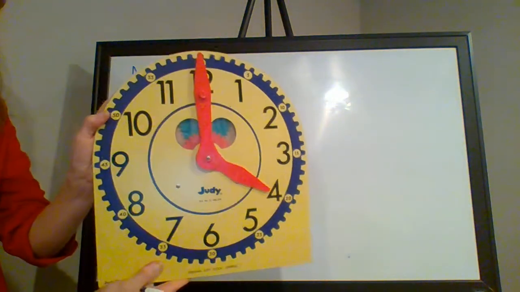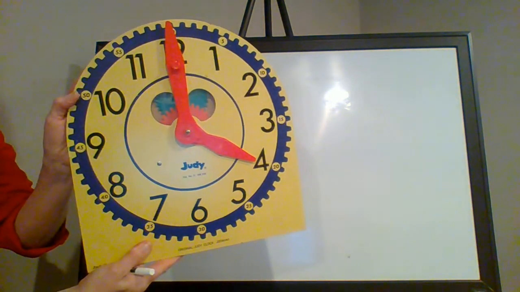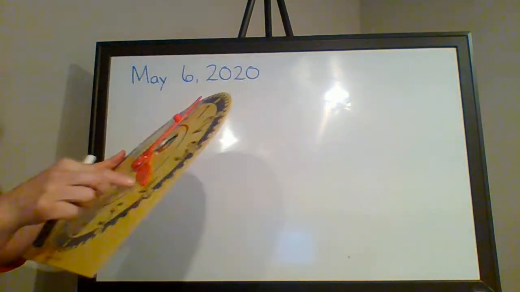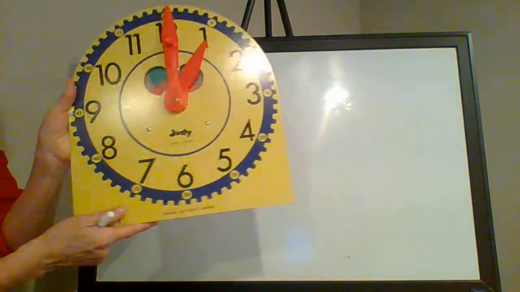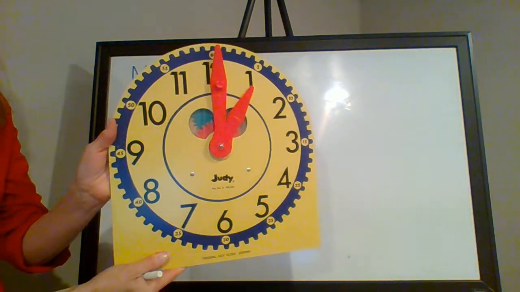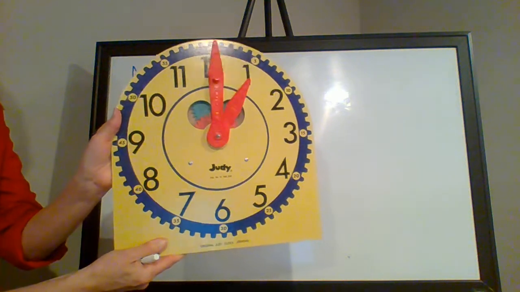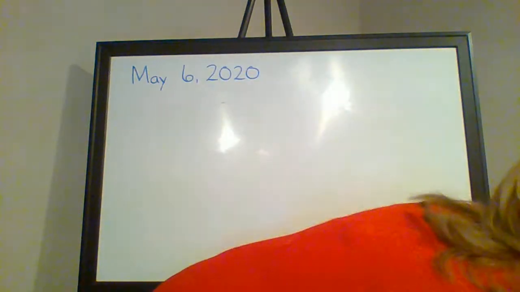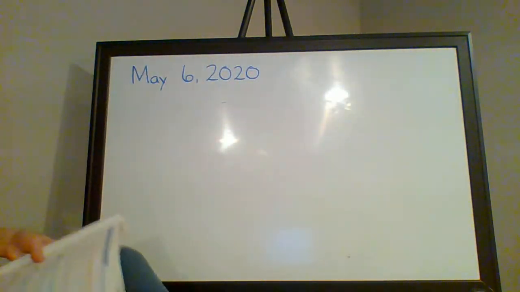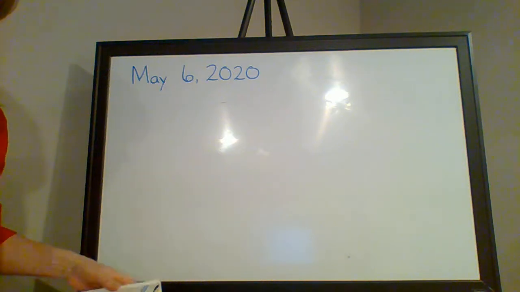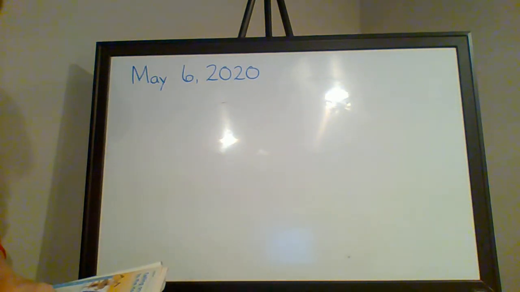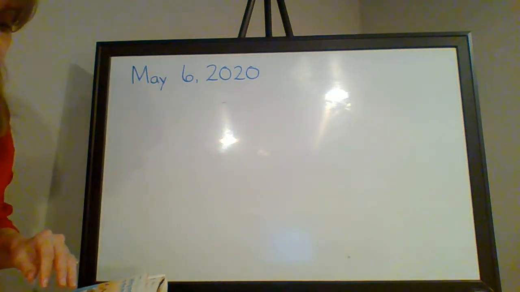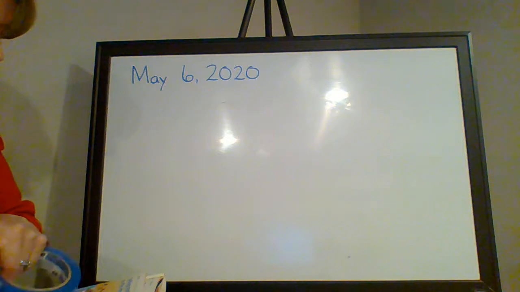What time does this clock say? 4 o'clock. Very good. 4 o'clock. What time does this clock say? 1 o'clock. 1 o'clock. Excellent. Okay. So you should have your paper that is 15-2, writing time to the hour.